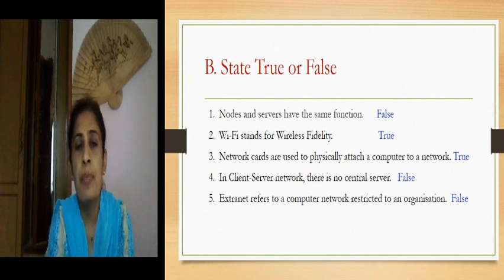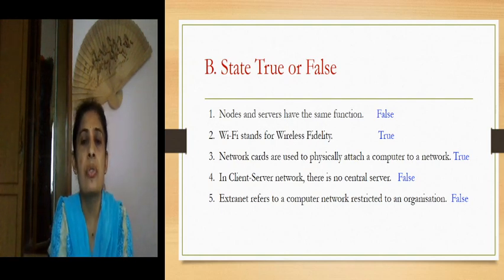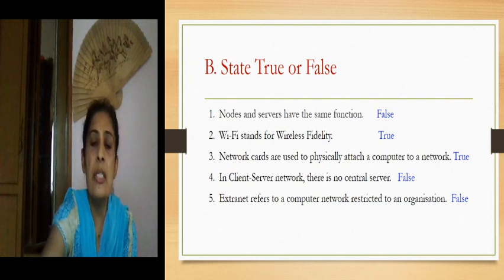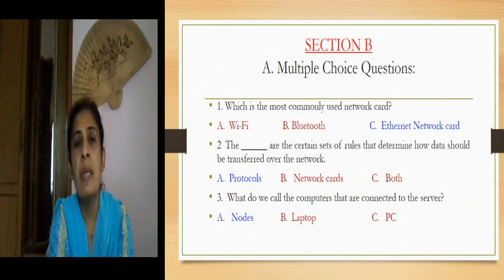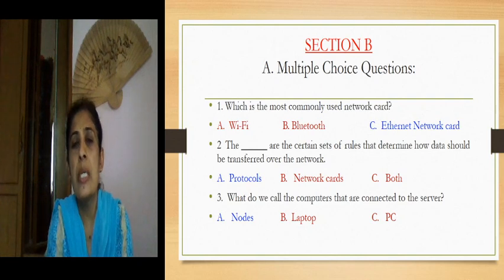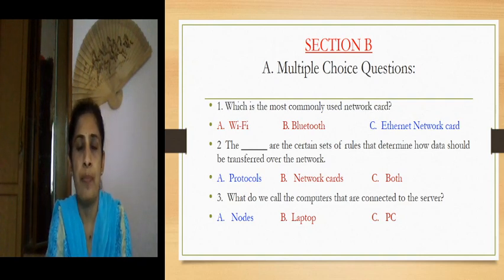Then the fifth one: extranet refers to a computer network restricted to an organization. It is also false. Now the next question, Section B, multiple choice questions. First one: which is the most commonly used network card? Three options are there: Wi-Fi, Bluetooth and Ethernet network card. The correct answer is Ethernet network card.